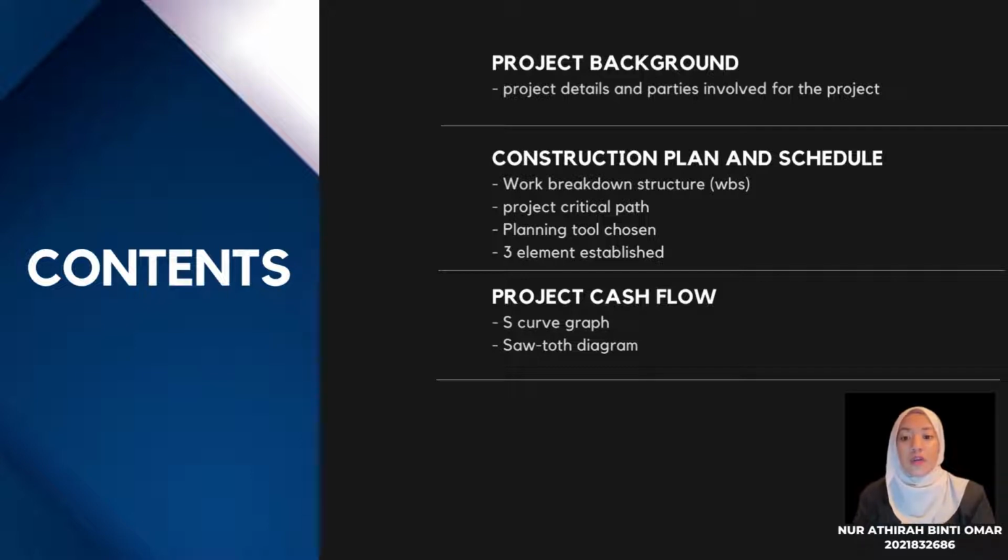The content for this slide include 3 main points, which is project background, construction plan and schedule, and the project cash flow. For project background, we decided to spell out the project details and parties involved in the construction project. Second, construction plan and schedule, which is a work breakdown structure well known as WBS, project critical path, planning tool that has been chosen, and 3 elements established. All this part will be presented by them. And the last main point for our content of this slide is project cash flow, which is S-curve graph and sawtooth diagram. Now, let's start our presentation with the introduction first.